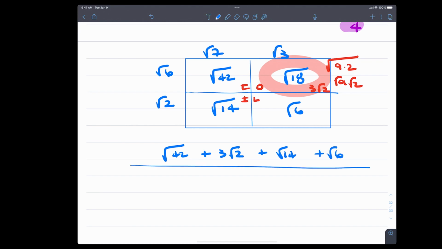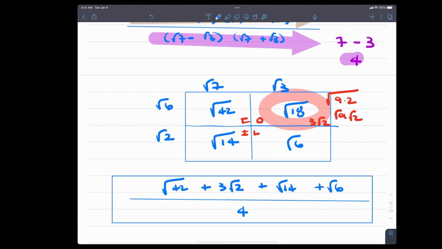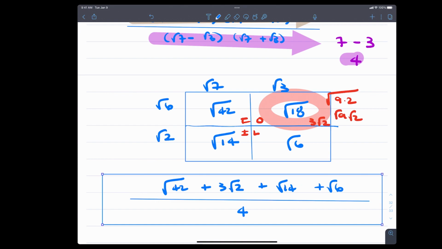Notice you cannot add any of those terms. Is that true? Okay, but what is that? 7 minus 3 again. This down here is 4. So, ladies and gentlemen, you're done. There's no radical in the bottom. This is why they call it rationalize the denominator.